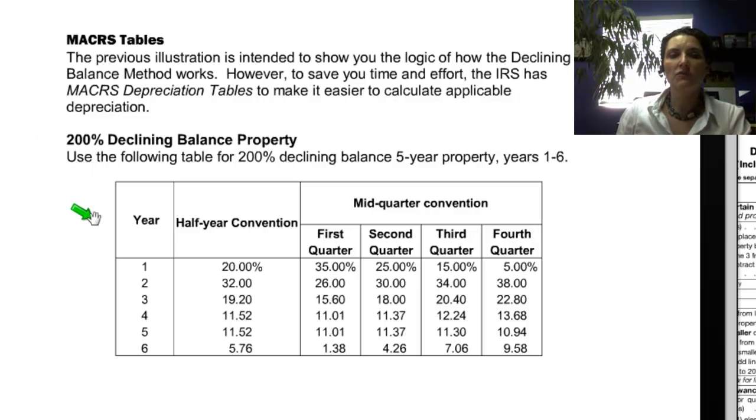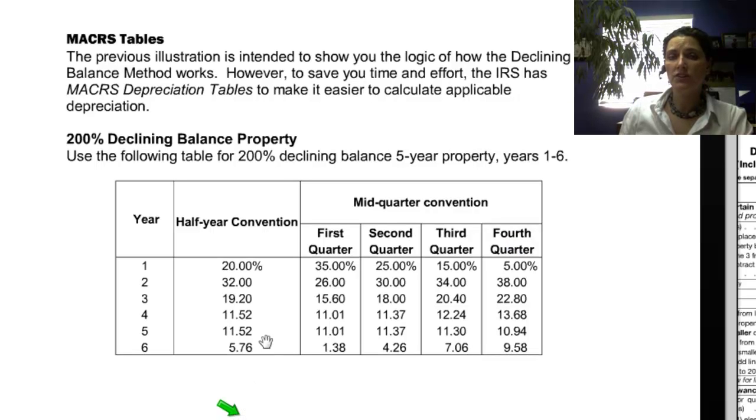And here we have the table for the 200% declining balance property. And it shows the half-year convention amount for 5-year property is 20%. But if you're applying the mid-quarter convention, things are different. Under the mid-quarter convention, you would use a ratio of 35% if it's placed in service in the first quarter, 25% if it's placed in service in the second quarter, 15% if it's placed in service in the third quarter, and only 5% if it was placed in service in the fourth quarter.